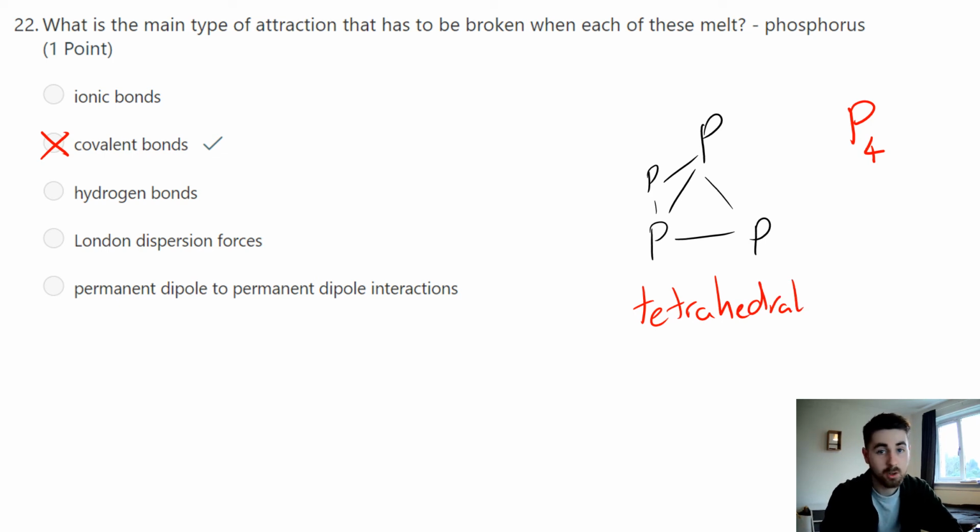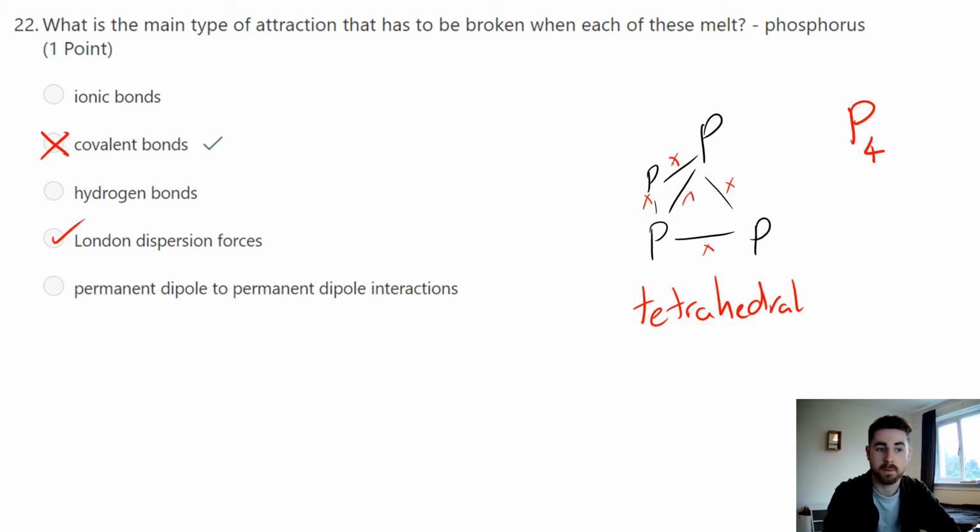To melt any covalent molecules, you never break covalent bonds. What you break is the intermolecular bonds between different molecules. So if we wanted to melt phosphorus, we are not breaking these bonds here. We're not breaking the bonds that hold the phosphorus atoms together. We are going to break the bonds between this phosphorus molecule and another phosphorus molecule. And if it's a non-polar molecule, as all elements are, you're going to have LDFs.